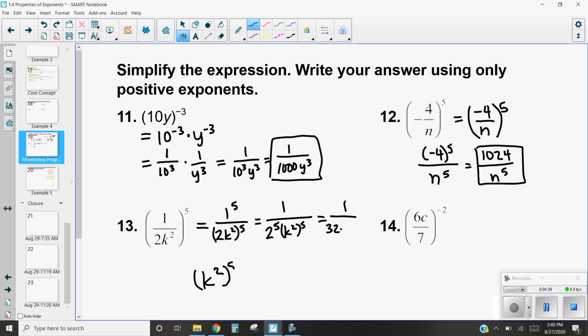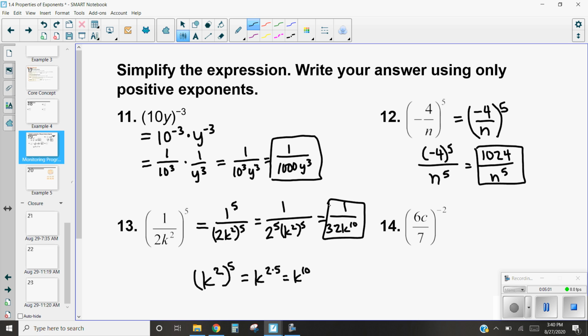Well, that's going to be that power of a power property we learned in the last video, which says I can multiply these. So this is really the same as k to the power of 2 times 5, which equals k to the 10th. So what we're looking at here for our final solution is 1 over 32 k to the 10th.